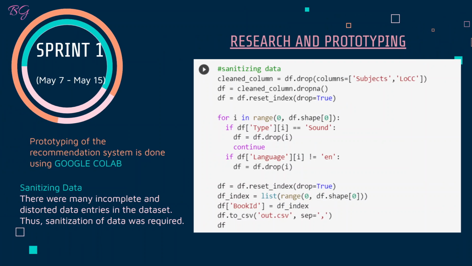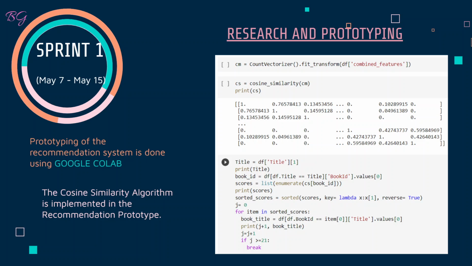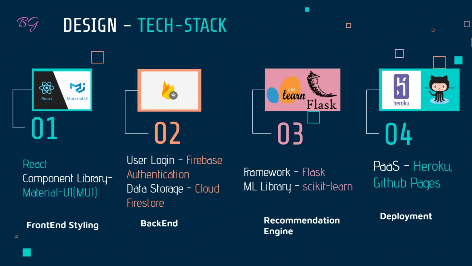The prototyping is done using Google Colab, and since there were many incomplete and distorted entries in the dataset, I also did the sanitization for the same. I decided on developing my engine on the cosine similarity algorithm, which is a metric used to measure how similar two items are. After all the research, here is the tech stack I fixated on.